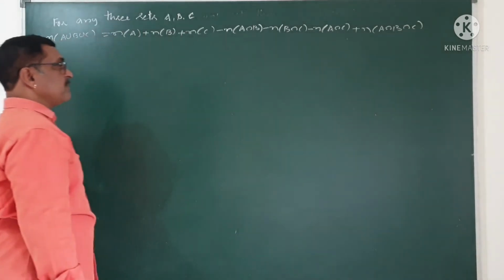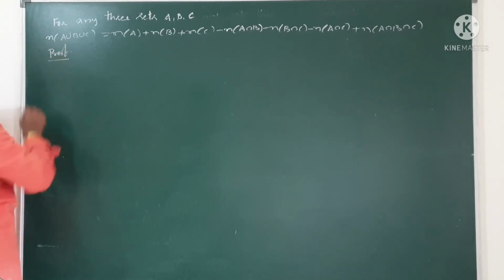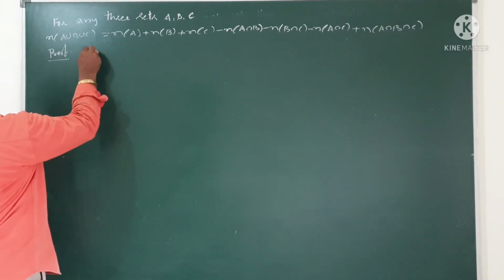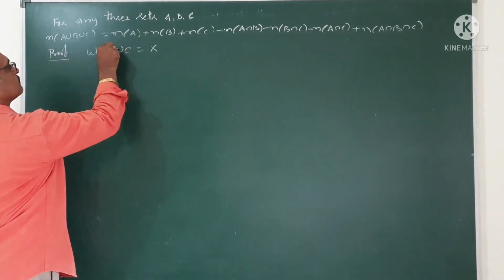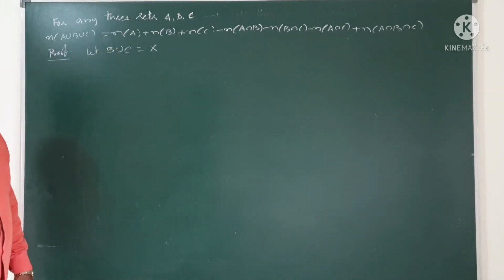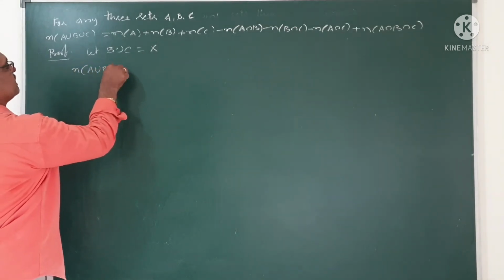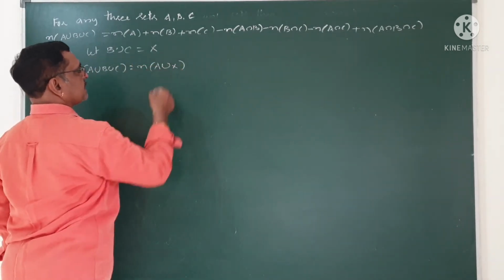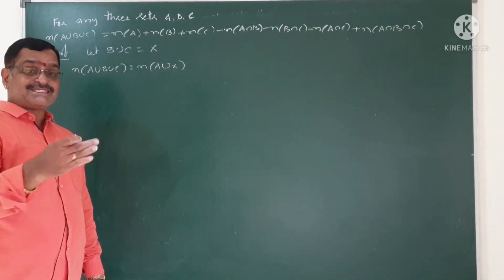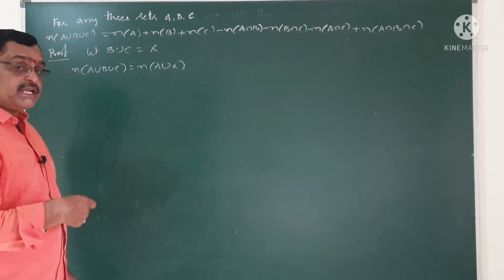So, let me prove this way. Let B union C be equal to some set X. So my n of A union B union C will become n of A union X. So my 3 sets concept is transformed into the 2 sets concept. Already I have a formula for this.